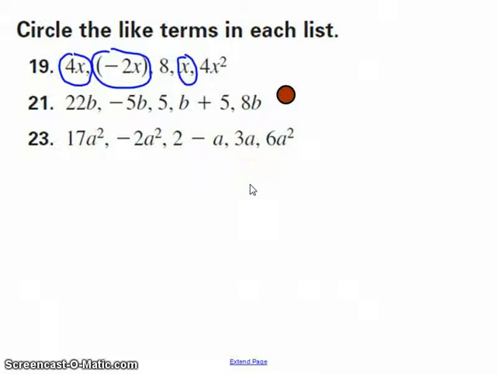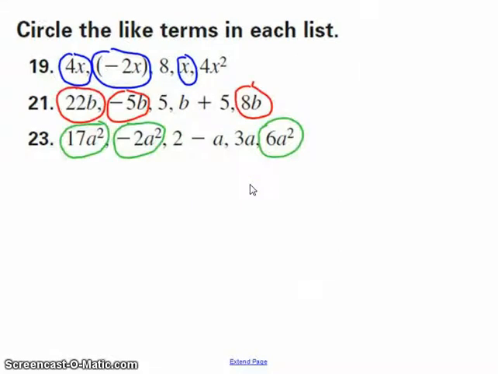Okay, I'm going to assume that you did that. In red are the answers to 21, and circled in green are the answers to 23. Hit the pause button if you need to and look these over. Make sure you've got them right, and if you don't, come in and ask questions.